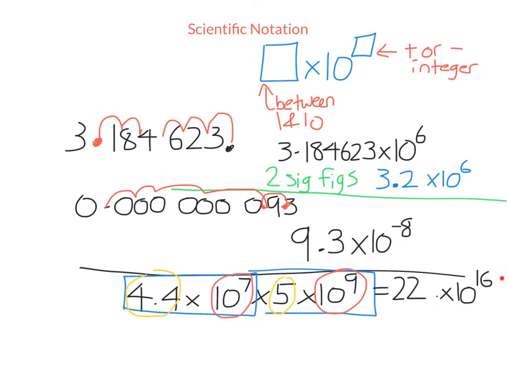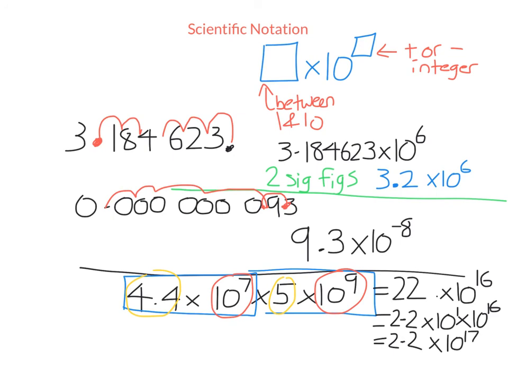This number is not in scientific notation. The reason it's not in correct scientific notation is this number out the front needs to be between 1 and 10. 22 is not between 1 and 10. So what I can do is write 22 as 2.2 times 10. I'm just writing 22 in scientific notation. So I have 2.2 times 10, times 10 to the power of 16. I leave the 2.2 alone, keep the same base, and add the powers, because of course 10 and 10 to the power of 1 are the same thing.